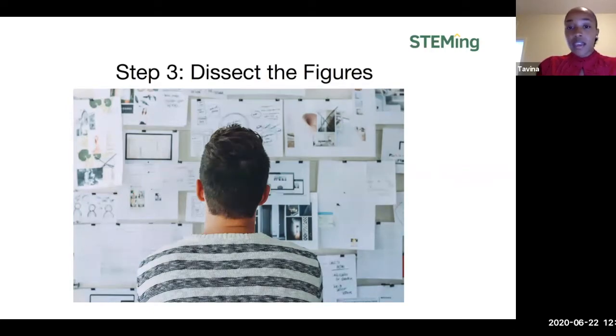Okay, so the next step is dissecting the figures. When you're dissecting the figures, this is really the meat of the paper. If you understand the figures, you pretty much know that you understand the paper. So here you want to use metacognitive strategies.